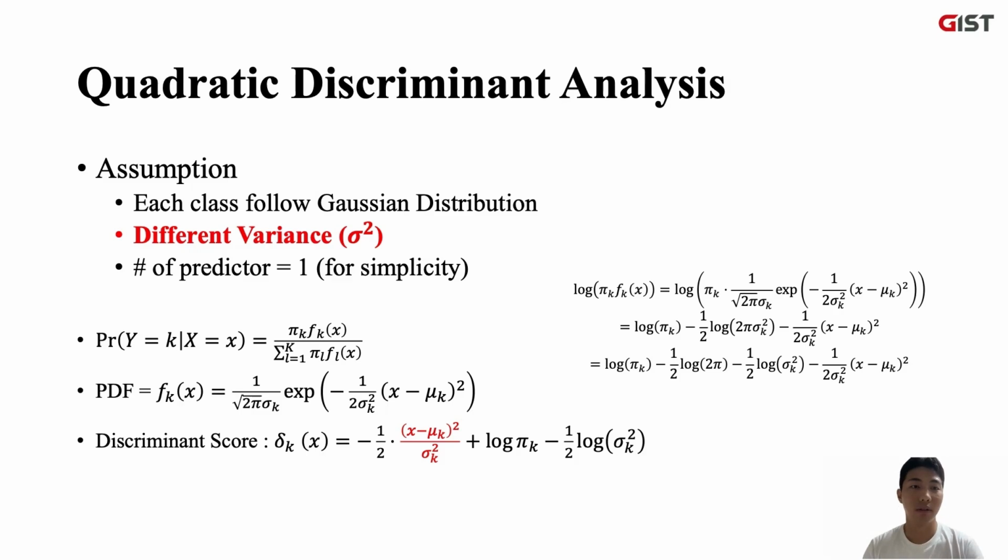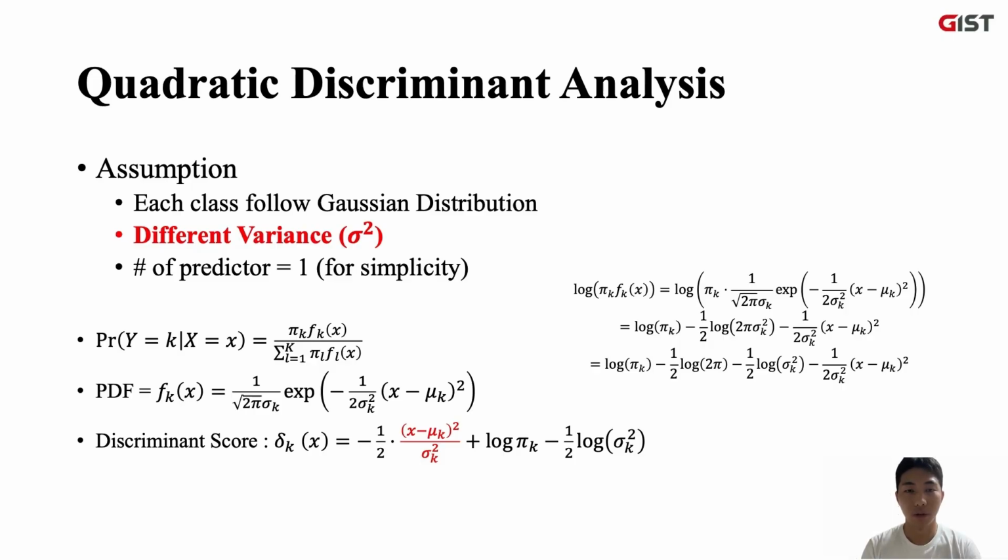The only difference in assumption between LDA and QDA is this. While LDA assumes equal variance across all classes, QDA relaxes this by allowing each class to have its own variance. Let's see exactly how this small change transforms the decision boundary into a quadratic one by deriving the discriminant score. The process starts almost the same as LDA.